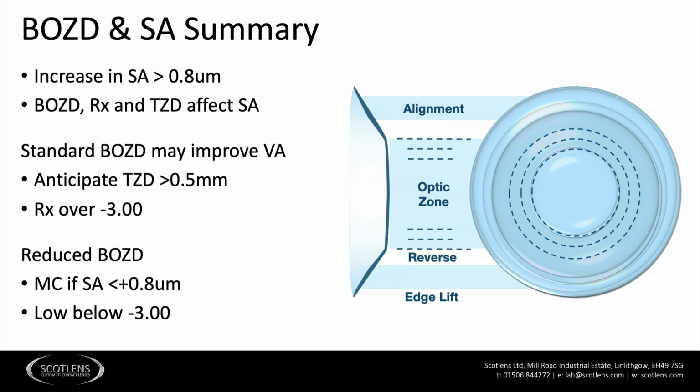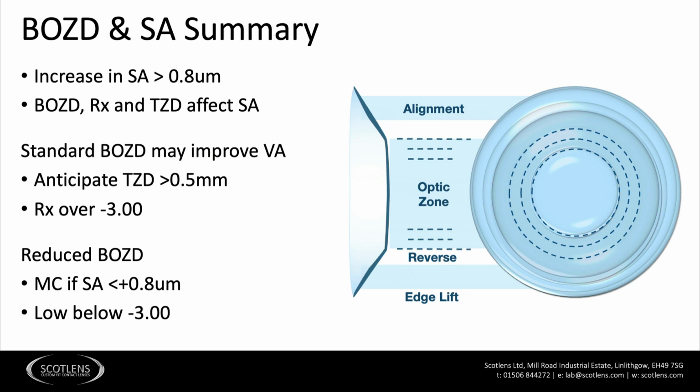So to summarize the back optic zone diameter and the spherical aberration, we're looking for this increase in spherical aberration of 0.8 for myopia control. And the 3 factors that we can use to control that are the back optic zone diameter of the lens, the prescription, and the treatment zone decentration. All 3 have an impact on the amount of spherical aberration change we're going to get. So it is a bit of a balancing act.